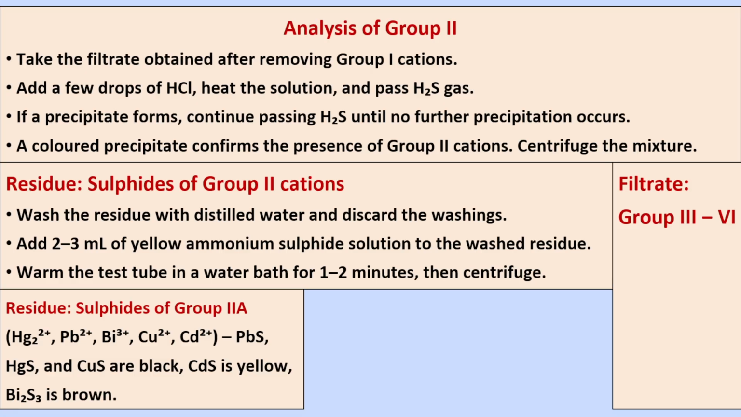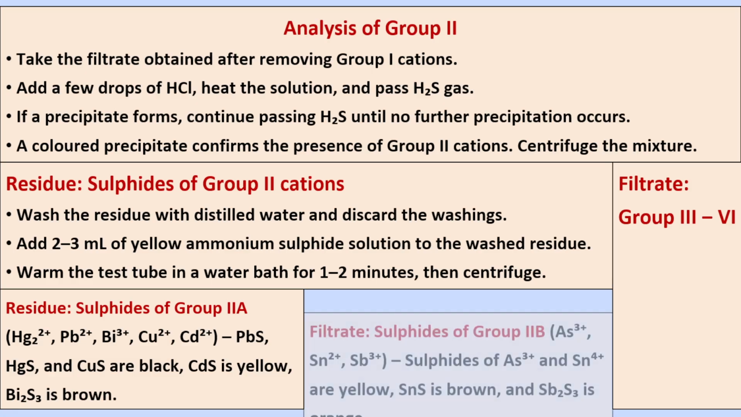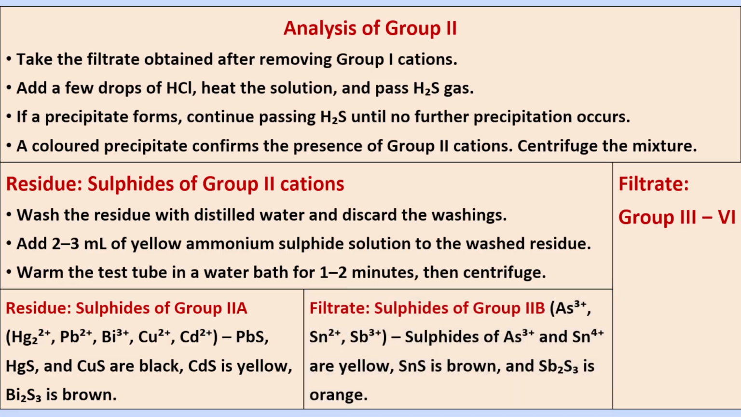These can be identified by their characteristic color. Lead sulfide, mercury sulfide and copper sulfide appear black. Cadmium sulfide appears yellow and bismuth sulfide appears brown. The filtrate contains sulfide of group 2B cation, which include arsenic, tin and antimony. These exhibit the following color. Sulfide of arsenic and tin are yellow and antimony is orange.